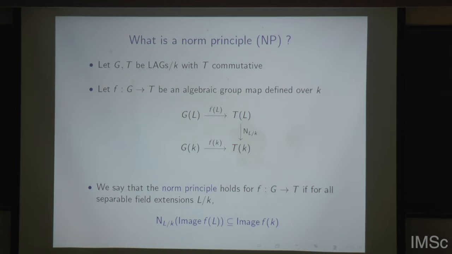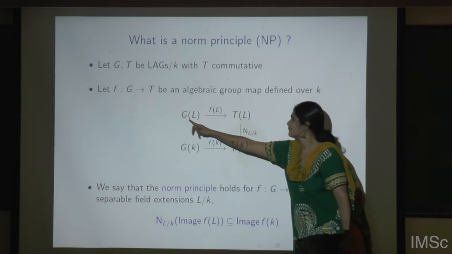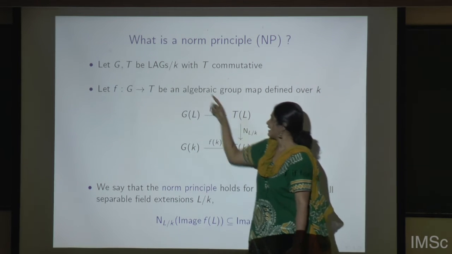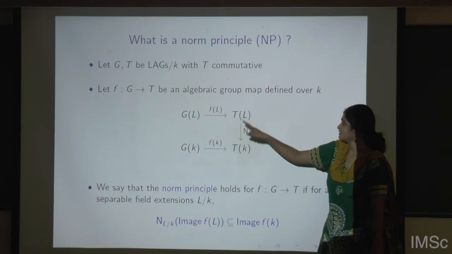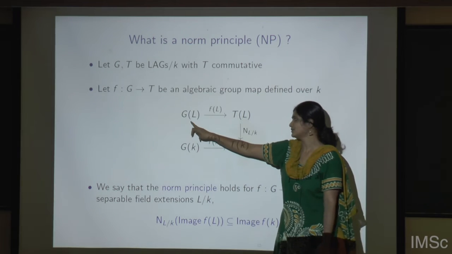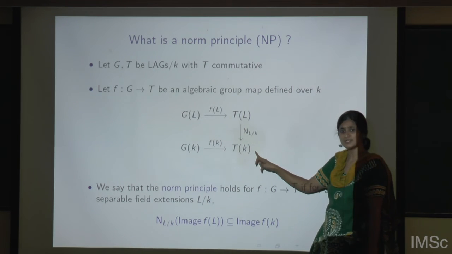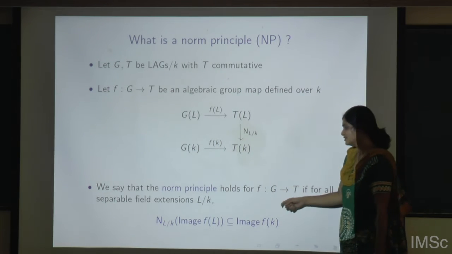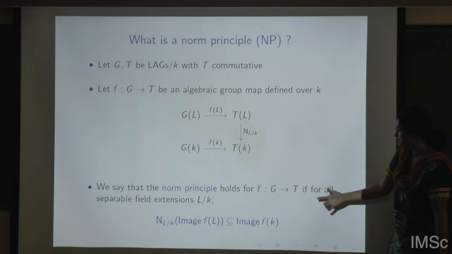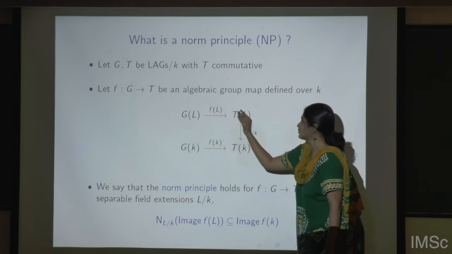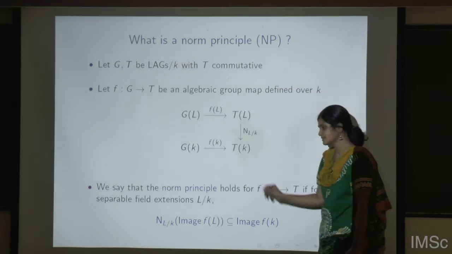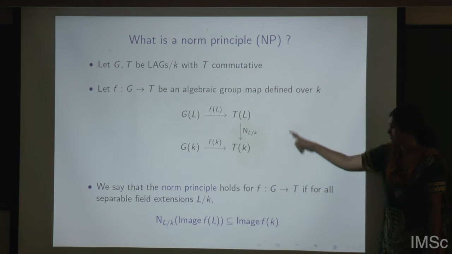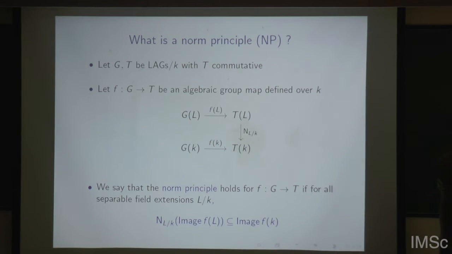Okay, so I have a norm map. What is the norm principle? I've got a linear algebraic group, a map to a commutative linear algebraic group, and all this is defined over the small k. I have a field extension L over K. Now I can define this partial square. I can start with G of L, go to T of L, go down by the norm map, but then I can start with G of K and go to T of K. So what is the norm principle question? We say that the norm principle holds if you start here and go all the way down, then you also come from here. So the norm of the image is contained inside the image.